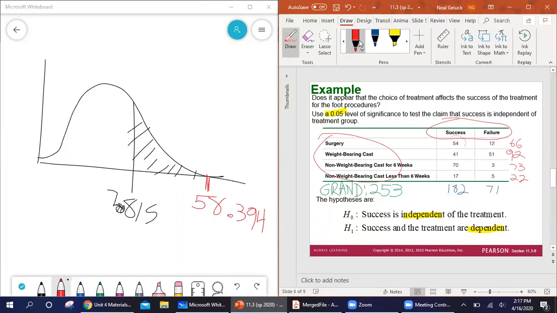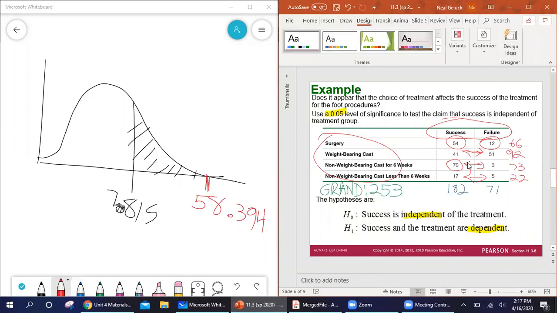And we can see this. Surgery, pretty good, success to failure. Wearing a cast, really bad. Basically, I'm sorry, wearing a weight-bearing cast seems to be really bad. More failures than successes. Wearing a non-weight-bearing cast, so not putting weight on the foot for 6 weeks, almost everybody, almost 100%, almost everybody succeeded doing that. Wearing it for less than 6 weeks, not a whole lot of data on that.